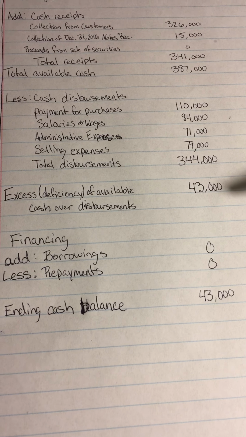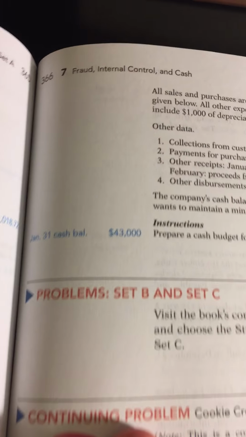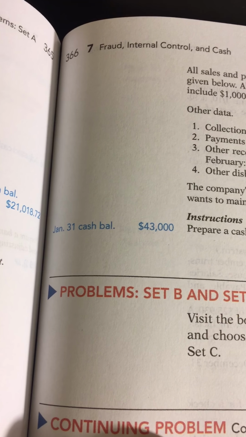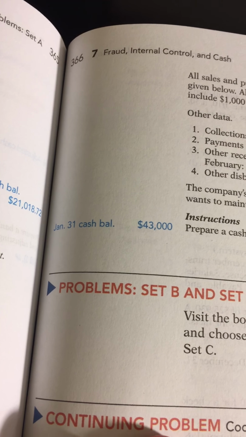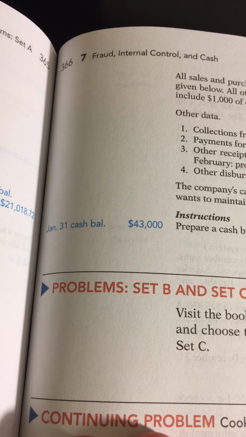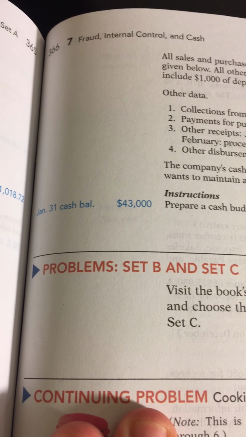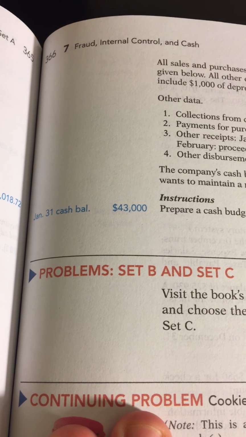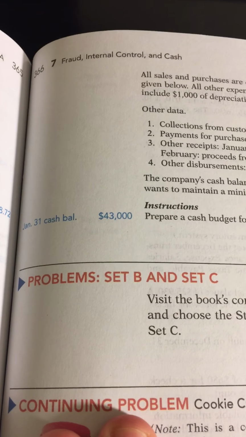It gets you $43,000. The great thing about the book is it included a little cheater here, the January 31, so the end of January cash balance. So it pretty much gives you the answer. So I had to play around to make sure that I was doing it right till I got $43,000. Took me a couple tries, but this one in this video is the correct one.